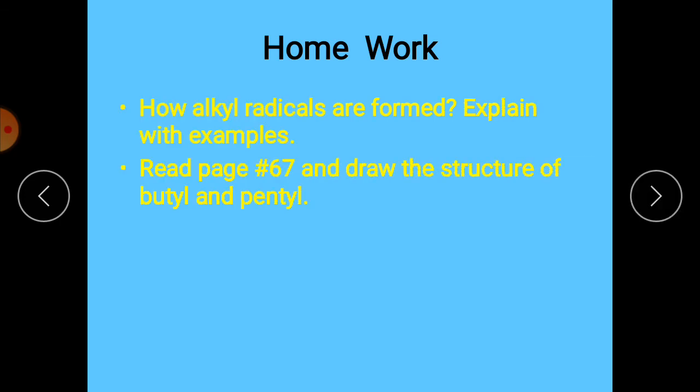What is your homework? This is your homework: how alkyl radicals are formed. You have to explain with examples, and you have to read page number 66 and 67, and you have to draw the structure of butyl, 4 carbons, and pentyl, 5 carbons.